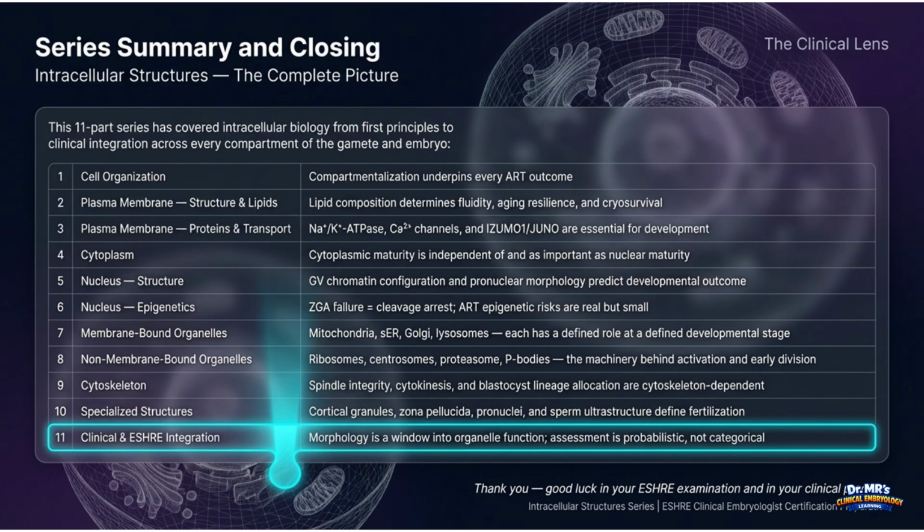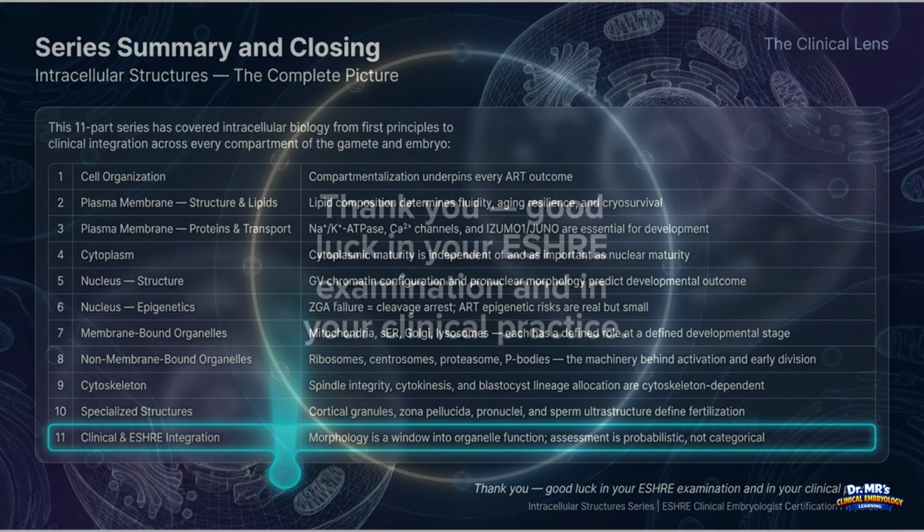Something to ponder as they head into their ESHRE exams and back into the dark of the IVF lab? I do. We have spent hours discussing how to visually assess these structures using bright field microscopy. But the human eye has absolute limits. We are squinting at shadows, trying to guess if the mitochondria are clustered or if the spindle is perfectly aligned. My provocative thought for you is this.